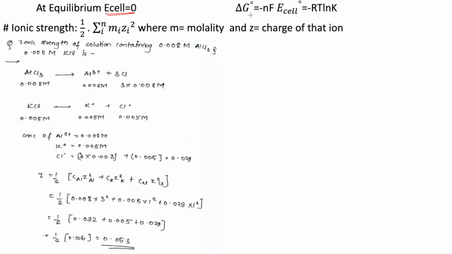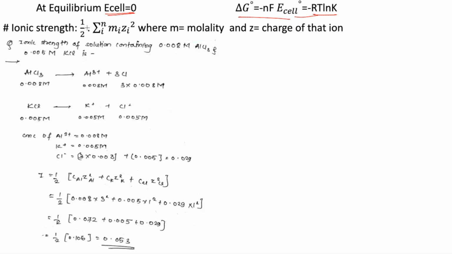There is one more relationship which relates Gibbs free energy with the EMF of the cell, and that is delta G naught is equal to minus nFE naught of the cell, or equal to minus RT ln K. Okay, so these are the relationships which relate delta G with these equations.